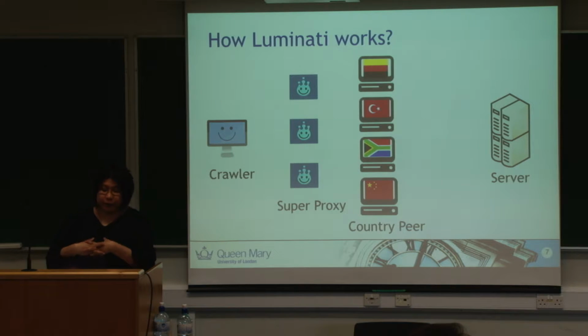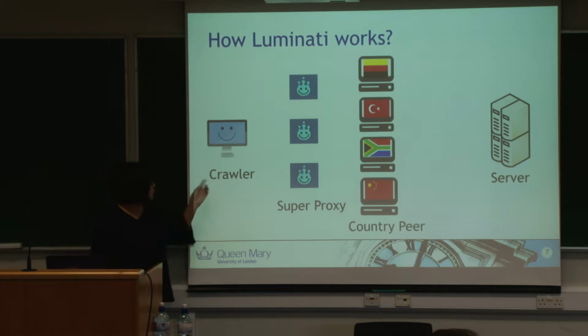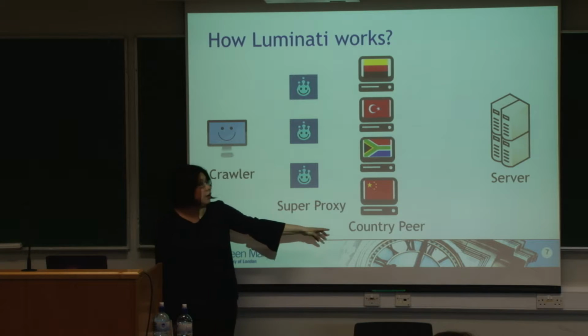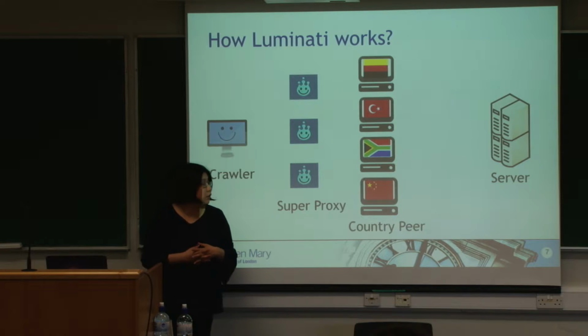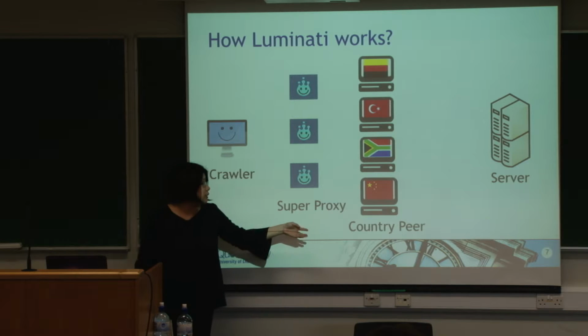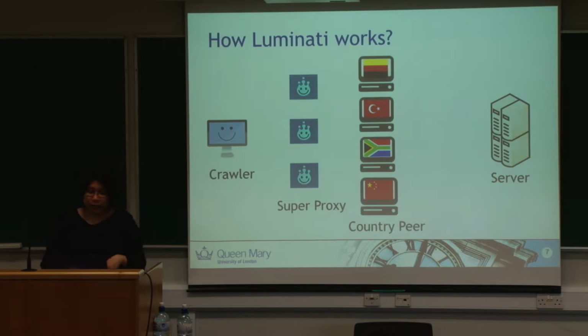Okay, next I will explain how Illuminati works in detail. We control the measurement client, the crawler, and servers at the same time. Both of them are operating in Amazon Cloud instances. The super proxy and country peer belong to Illuminati. We do not have access to these two elements in the Hola network.